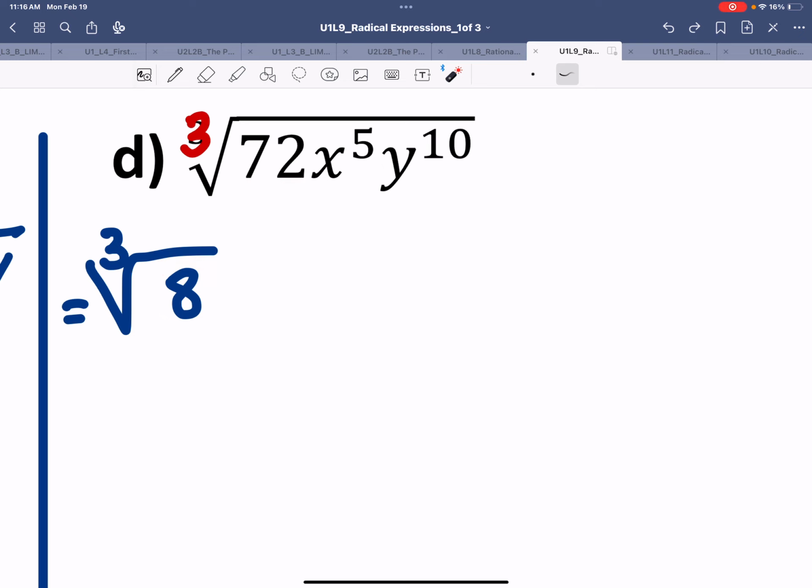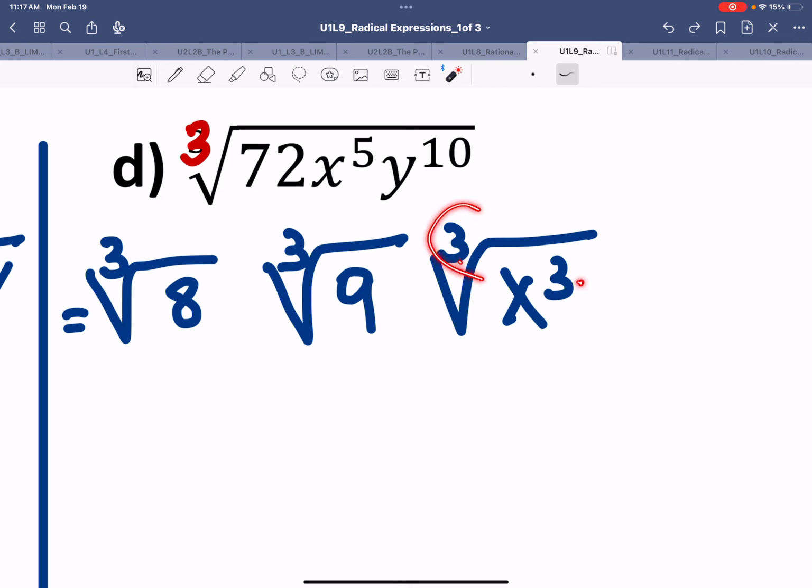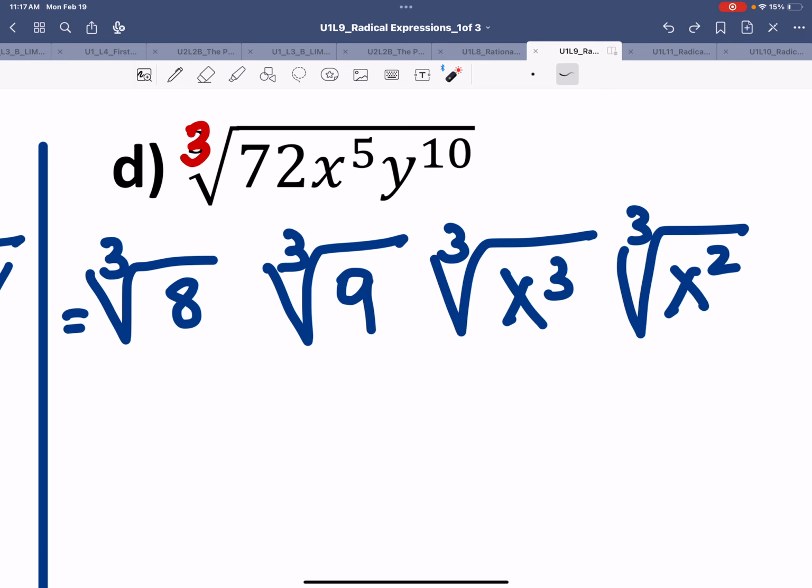So that would be the third root of 8 times the third root of 9, since 8 times 9 is 72. And then multiplied by the third root of x to the power 3. We want to simplify as many cube roots as possible, so we need the power of x to be a multiple of 3. The highest that we can afford is 3, times the third root of x squared. So you see that we keep them the same.